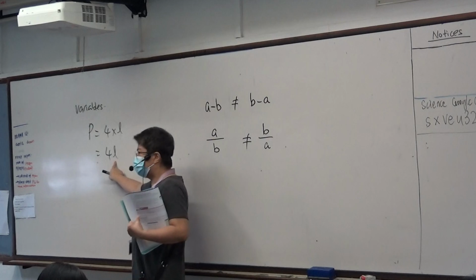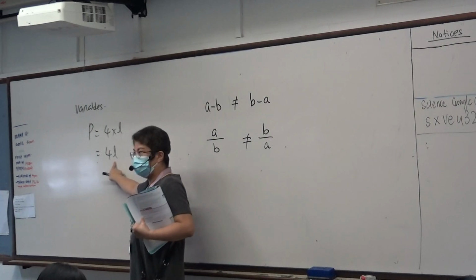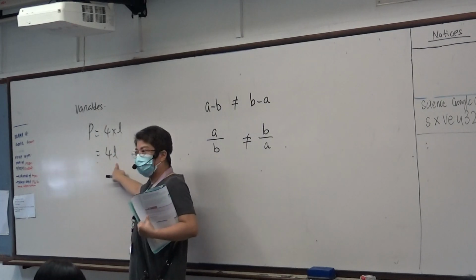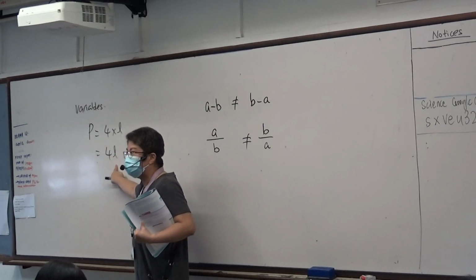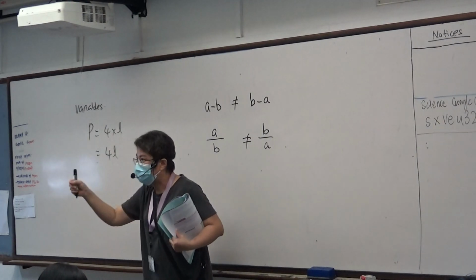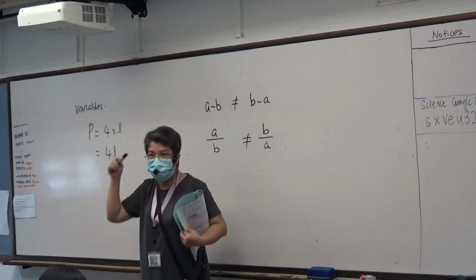If the length of the square is 3 cm, the perimeter will be what? 12. What if the length of the square is 4 cm? The perimeter will be what? 16. So, they can vary depending on the size of the square. Everybody clear? That's why it's called variables.